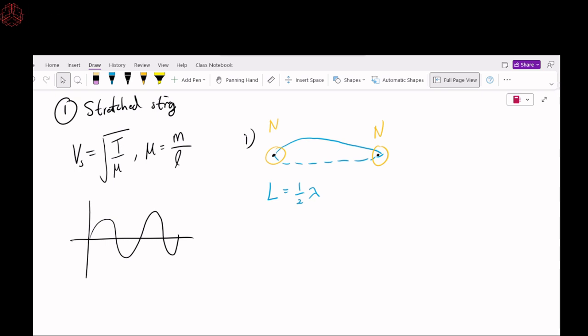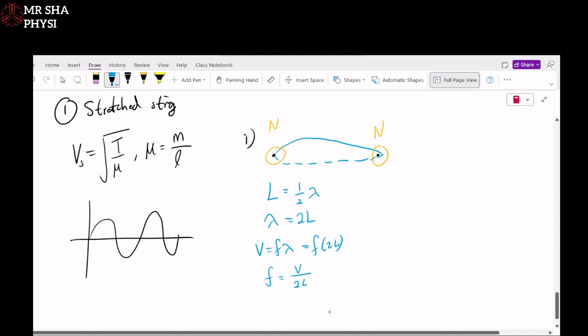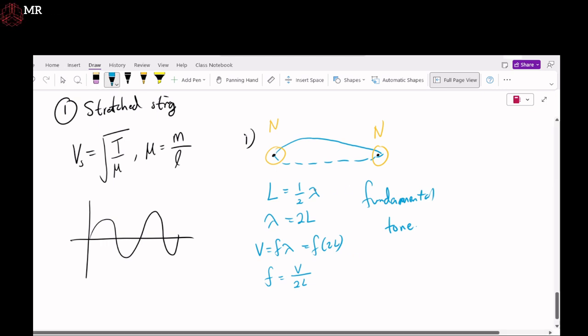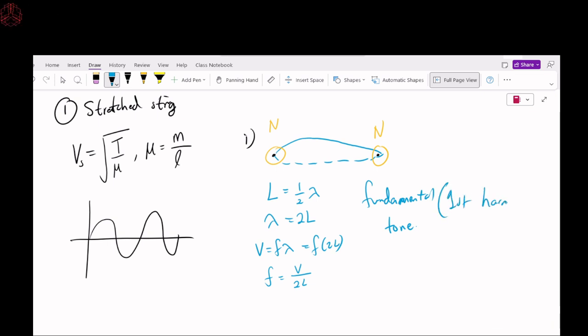Half a wavelength. What that also means is that one wavelength is actually 2L. Now my velocity depends on my wavelength by v equals f lambda, and my lambda here is simply 2L. So my frequency is actually v over 2L. This is what we call the fundamental tone, or the first harmonic. This is the lowest frequency that can form on a string wave.